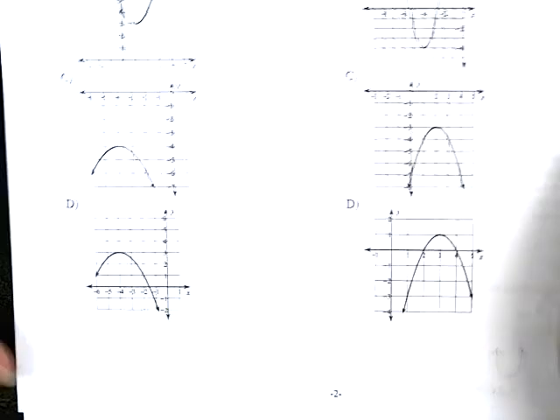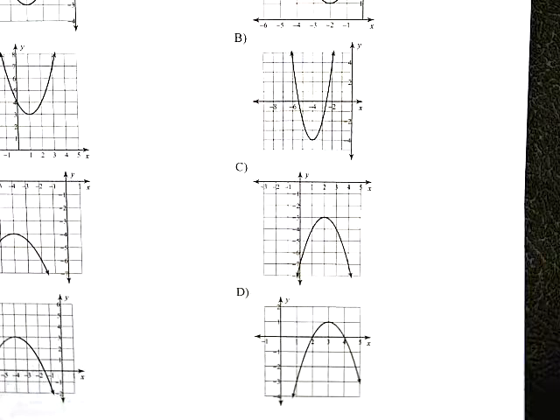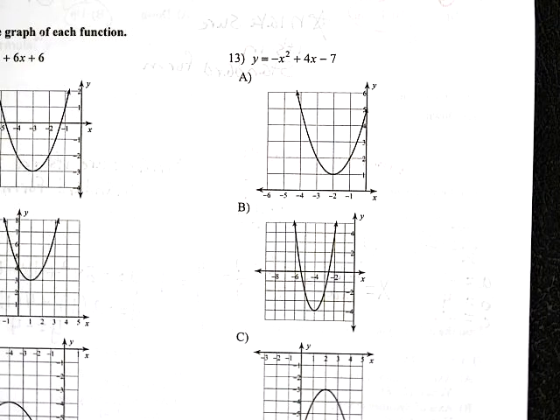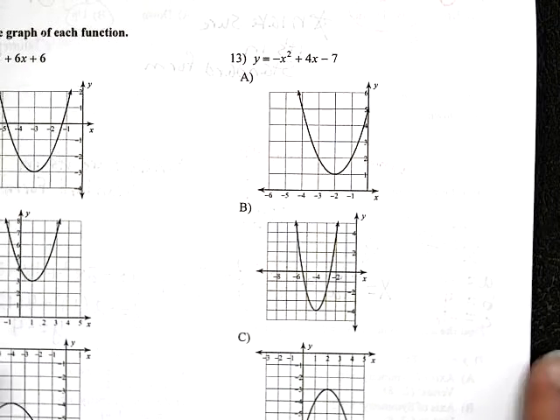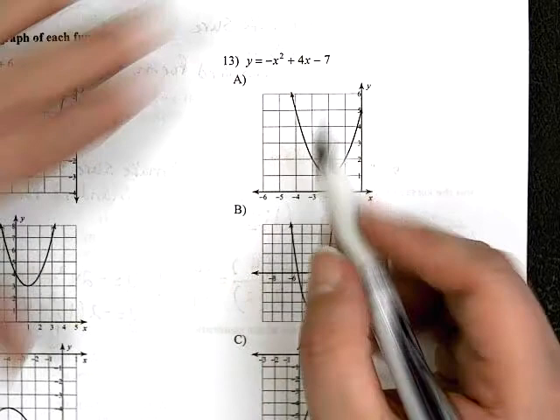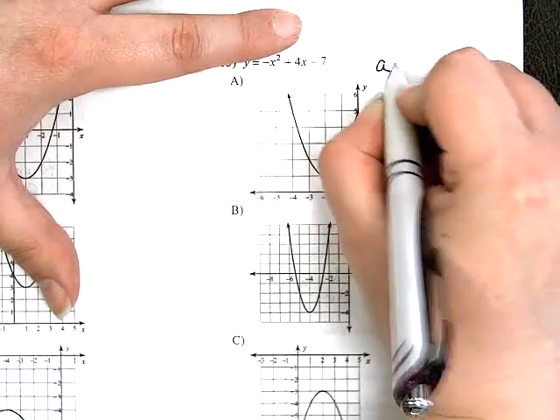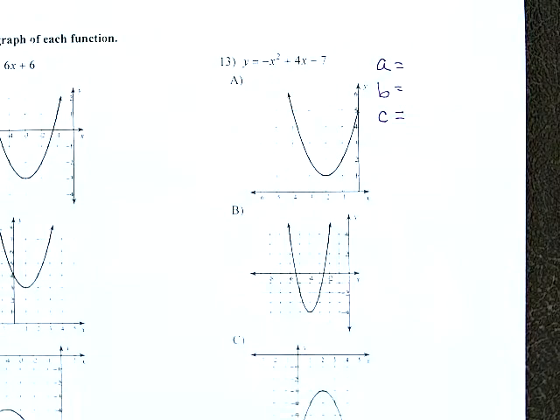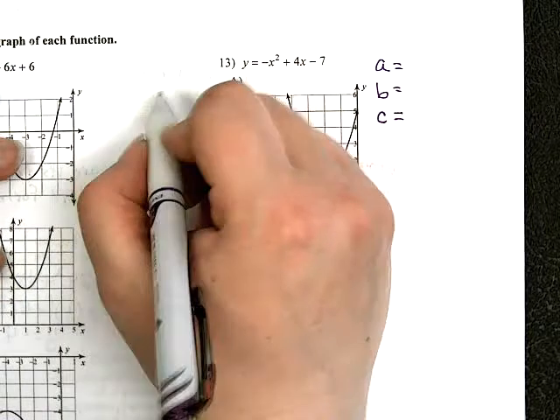All right. So we're going to do number 13. All right, so your first job when you are doing a problem like this is, of course, is it in standard form? And this one is y equals negative x squared plus 4x minus 7. So we're going to just go ahead and jump right in. A equals, B equals, C equals. Because in order to graph a parabola, the first thing you need is your vertex.